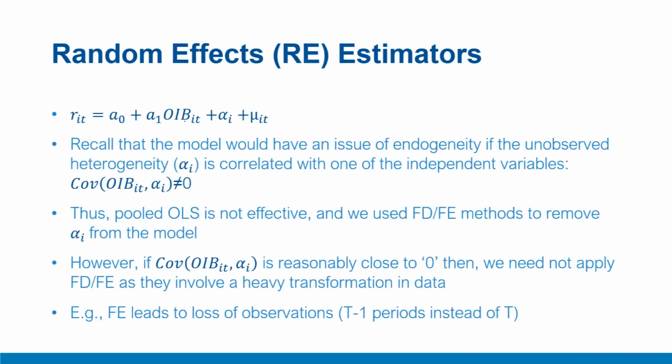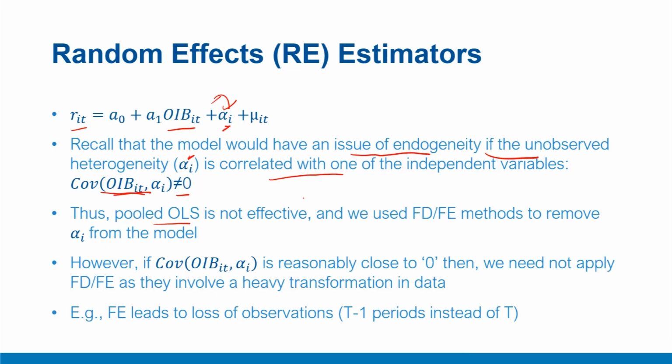Recall, in the previous discussions while examining the relationship between order imbalance and return, we said that there is a high probability of the issue of endogeneity if the unobserved heterogeneity, that is alpha I, is correlated with one of the independent variables, in this case OIB. So if this covariance or correlation is non-zero, then there is a possibility of heterogeneity, which has a high likelihood, because there are a number of variables like size and beta we have ignored in this model, and they may get aggregated or accumulated in this alpha I, resulting in a correlation between these two variables. And therefore we said the pooled OLS estimation may not be effective because of these issues related to endogeneity.